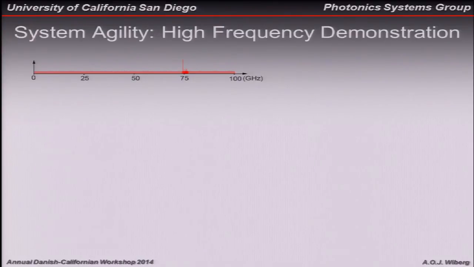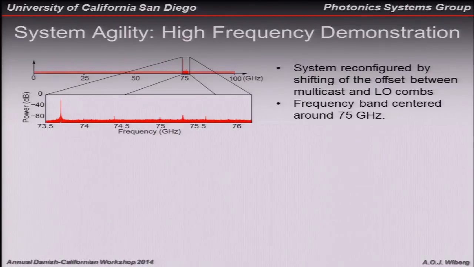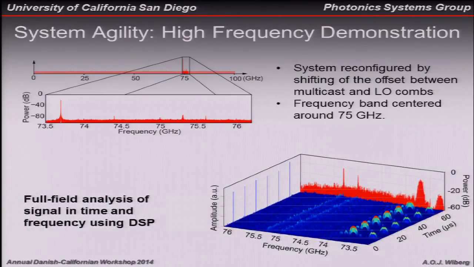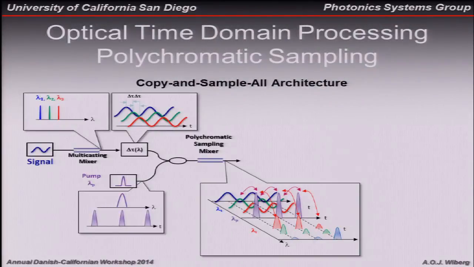We also showed the agility of the system, that we could change the settings of the comb, so we also can cover higher frequencies. We went up to 75 gigahertz. And since we're using ADCs in the backplane, we can actually look at both time and frequency response of the system.